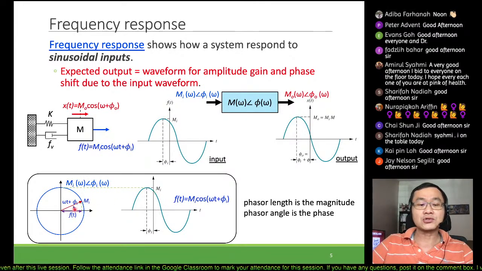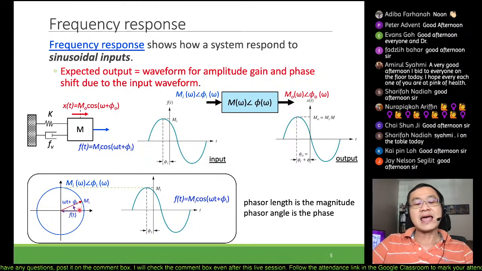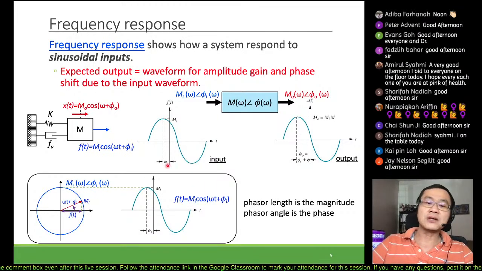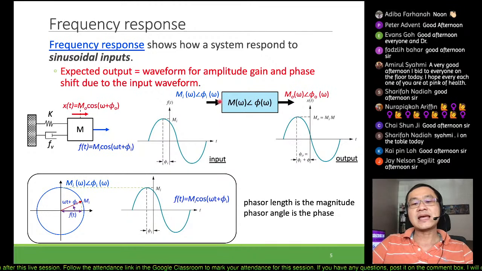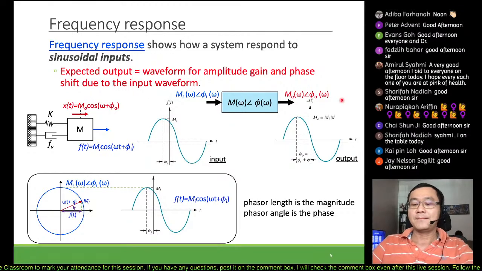So when the time equals 0, there is this length that already occurs. The time will start at 0, which means the position of this length, or this angle, when time equals 0 is at this particular position. In that way we will be able to represent the input response as well as the output response in the phasor diagram, right?